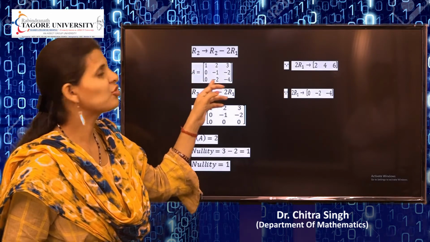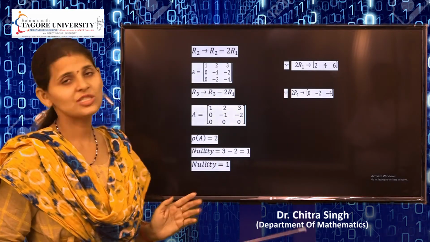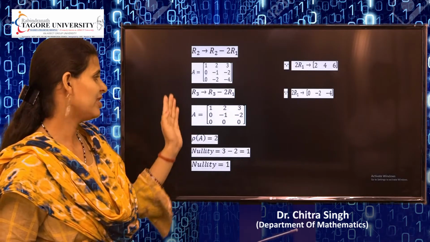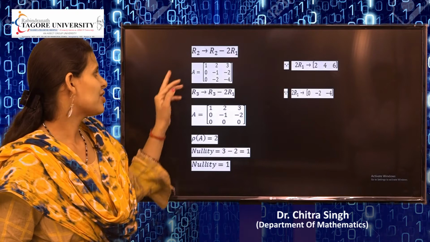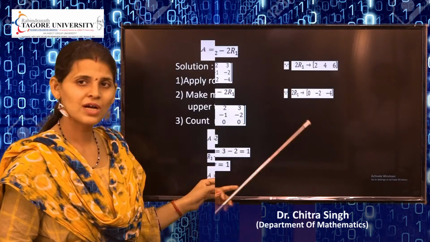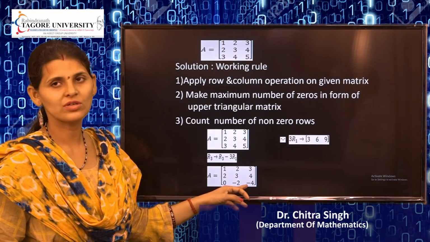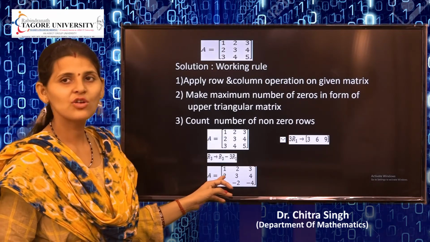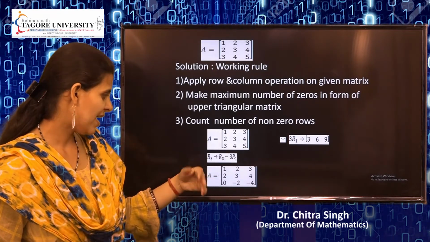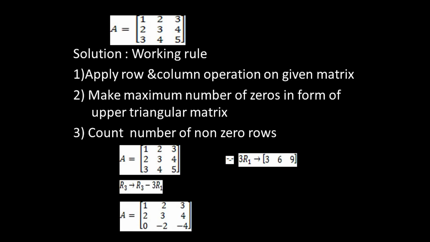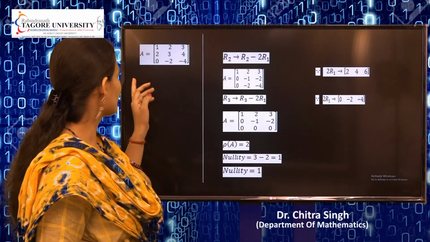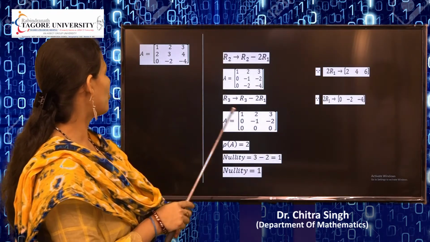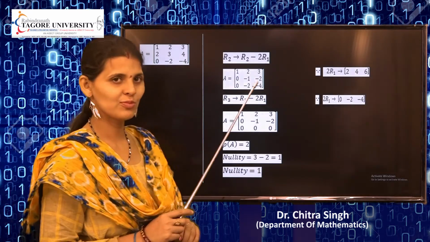We next solve R2 tends to R2 minus 2R1, which makes the upper triangular matrix. So first we make the first column elements 0. So then we solve R2 minus 2R1. The R2 row is 2 3 4. Then we apply the operation R2 minus 2R1. After the R3 operation we get the matrix 1 2 3, 2 3 4, 0 minus 2 minus 4.